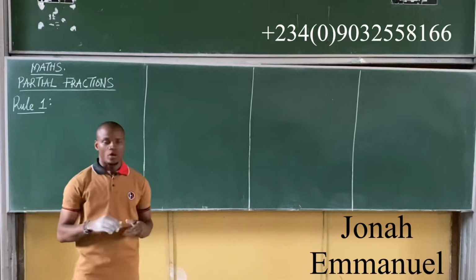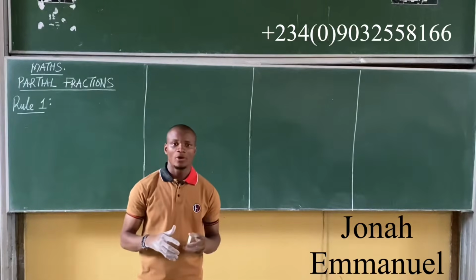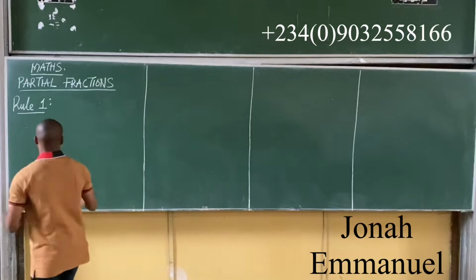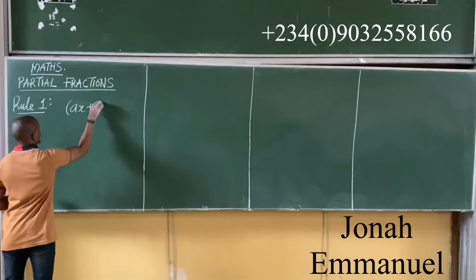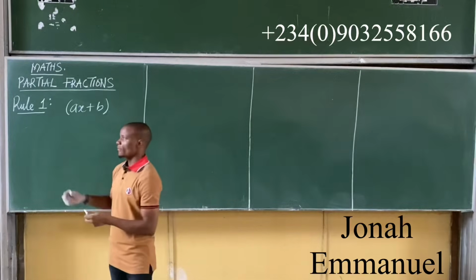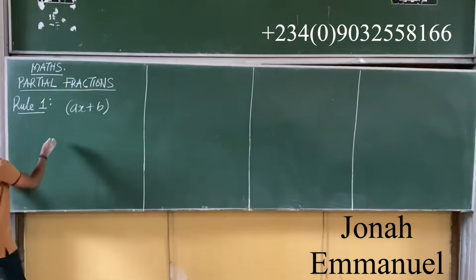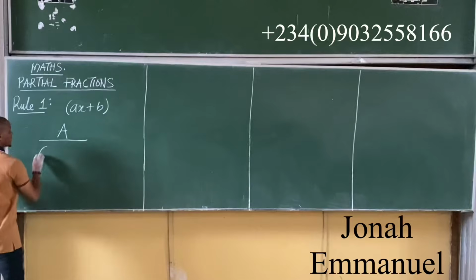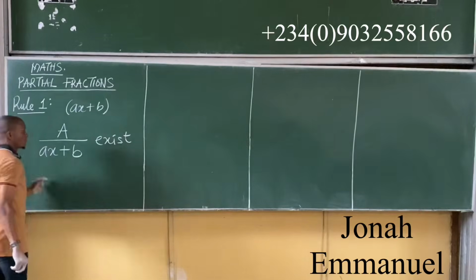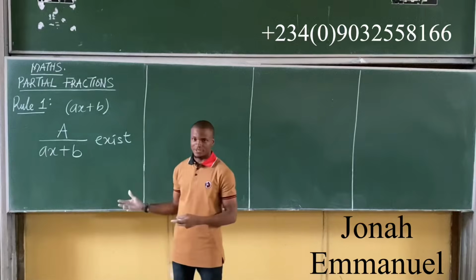Let's consider rule 1. Rule 1 says if the factors of the denominator are linear in the form ax plus b, then a partial fraction of the form A all over ax plus b exists. Alright, so we have it. We'll take an example to further explain this point.